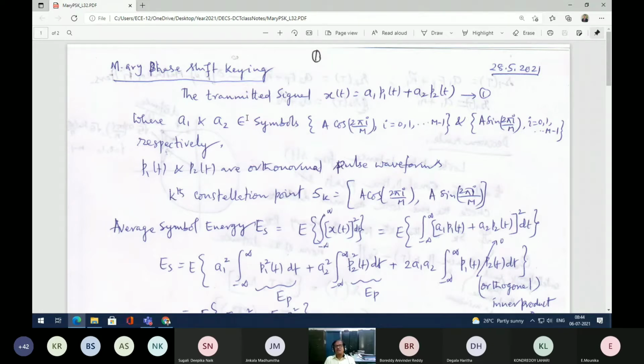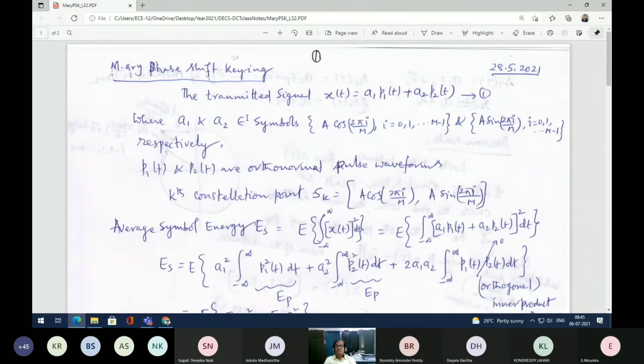There is a phase term added along with the amplitude, and that is the reason it's called M-ary phase shift keying. The amplitude is the same for both the symbols, and the angles are changing. So the phase angle is changing. That's why it's M-ary phase shift keying. And as usual, we are using the two orthonormal basis pulse waveforms, p1(t) and p2(t).